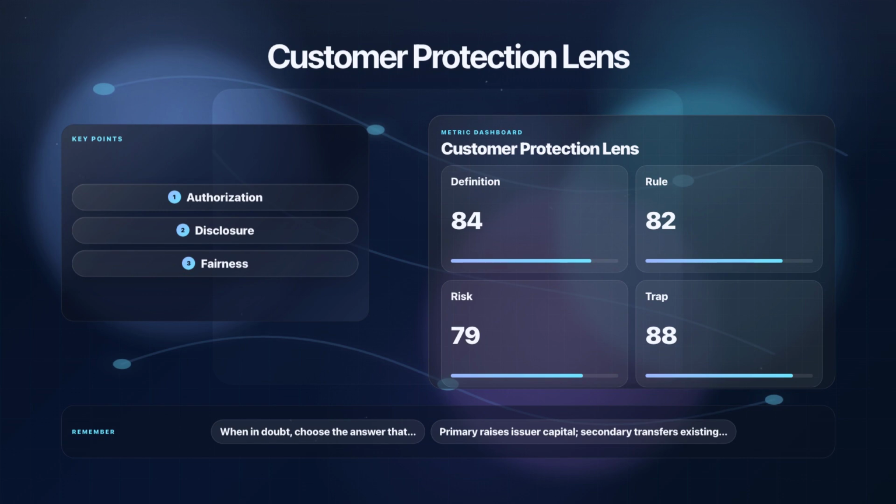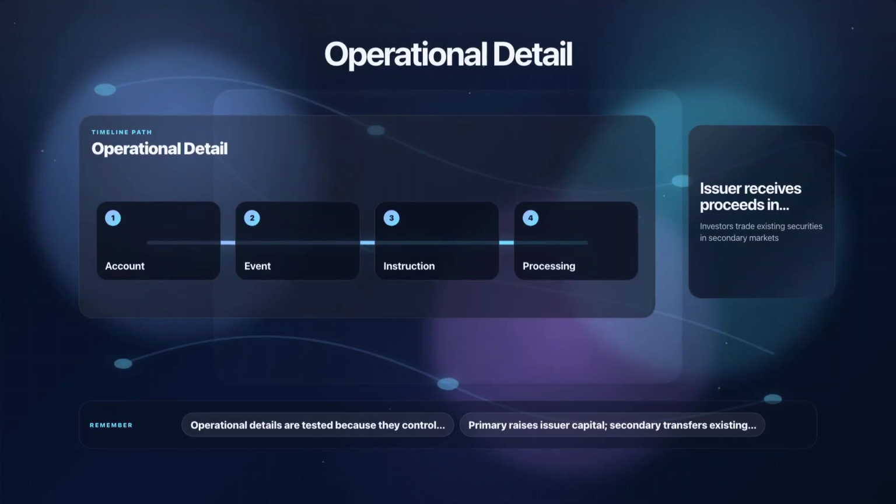A major Domain 3 pattern is customer protection. If an action creates confusion, risk, undisclosed conflict, improper control, misleading communication, or unauthorized activity, the safest answer is rarely to continue, as if nothing happened. Look for the response that documents, discloses, escalates, corrects, or prevents customer harm.